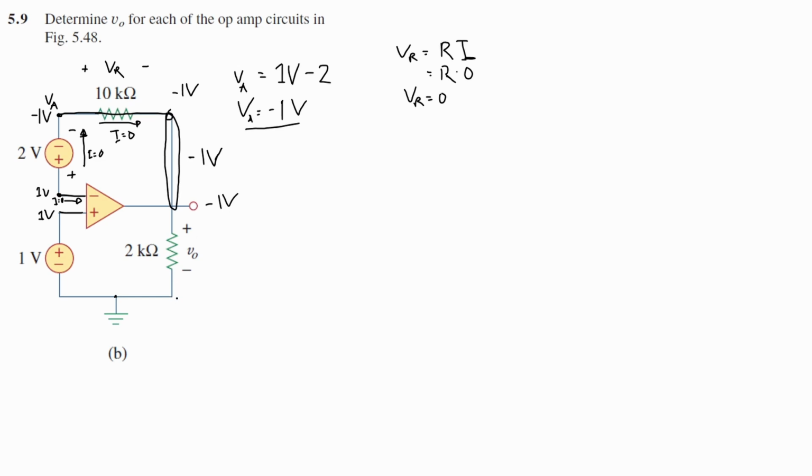And then dito 0. So, VO, we have solved it as yung VO is voltage across the resistor, voltage difference across the resistor. So, negative 1 volt minus 0, VO is equal to negative 1 volts. Ayan.